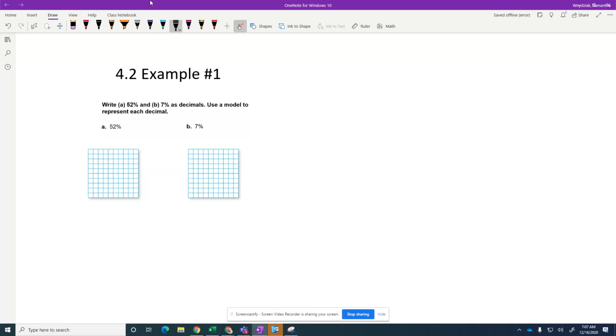4.2 example 1, it says write A 52% and B 7% as decimals. Use a model to represent each decimal. So first we're going to take a look at A 52% and we're going to go ahead and do it right down here.